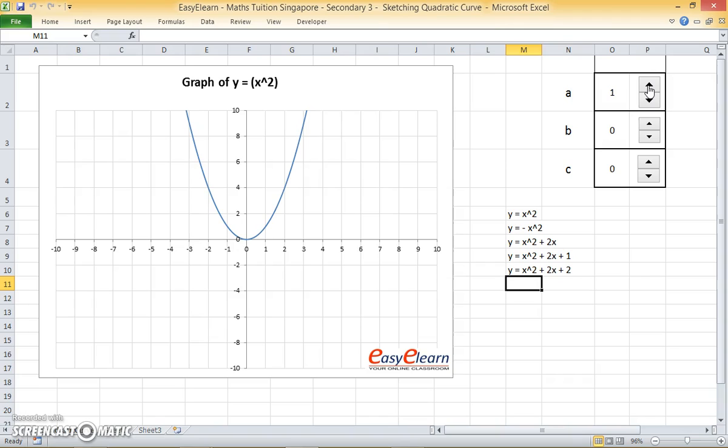If I increase the value of a now to 2, take a look at the graph, and then I increase it to 3. The graph becomes too thin, the curve becomes too thin. It becomes thinner and thinner when I increase the value of a. So let me bring it back to 1 now.